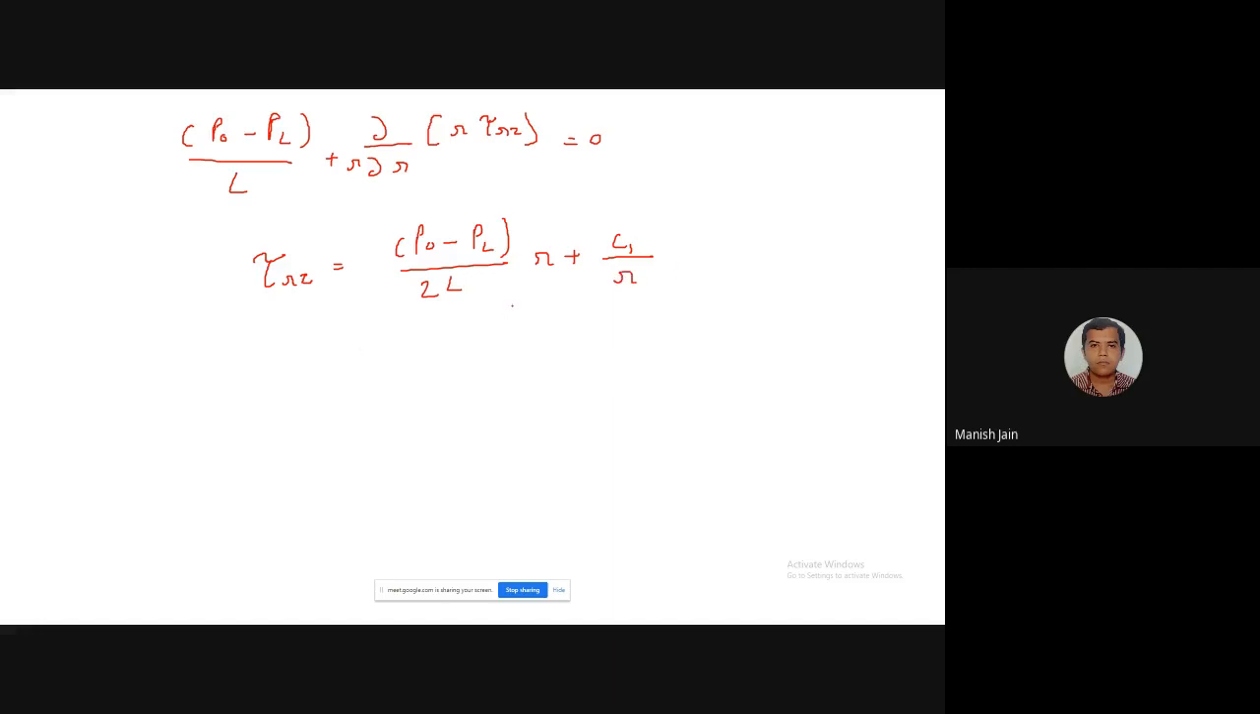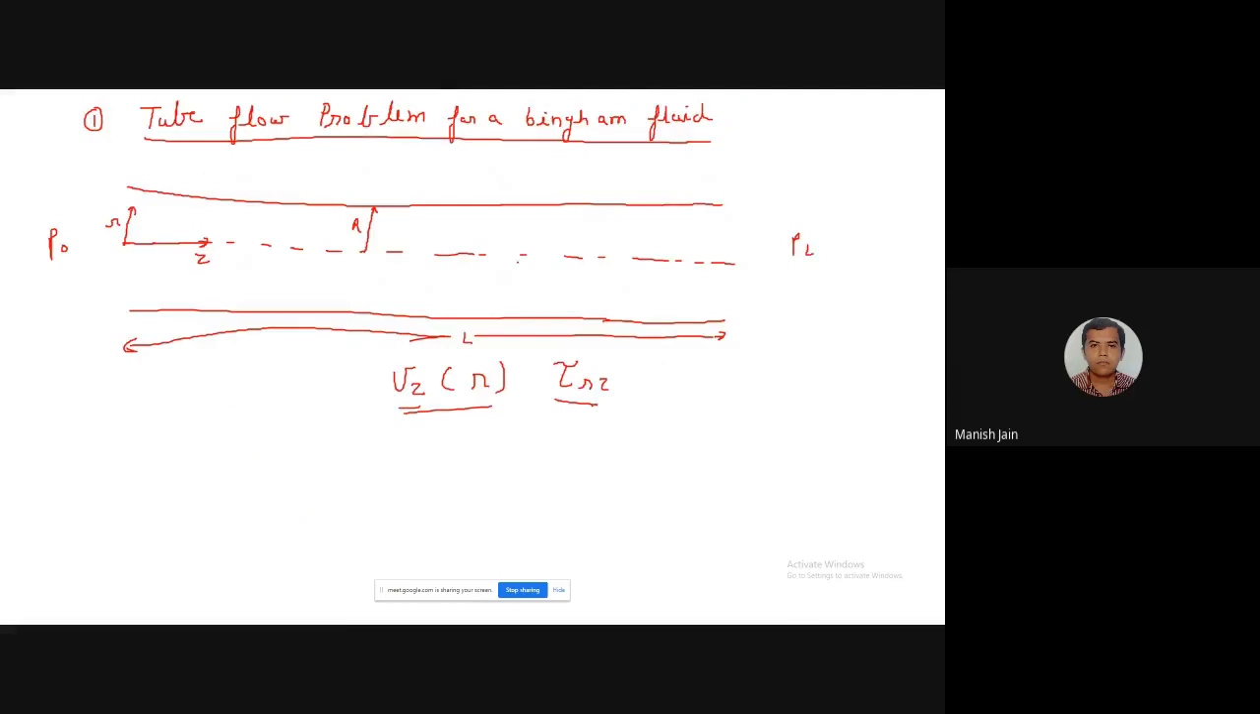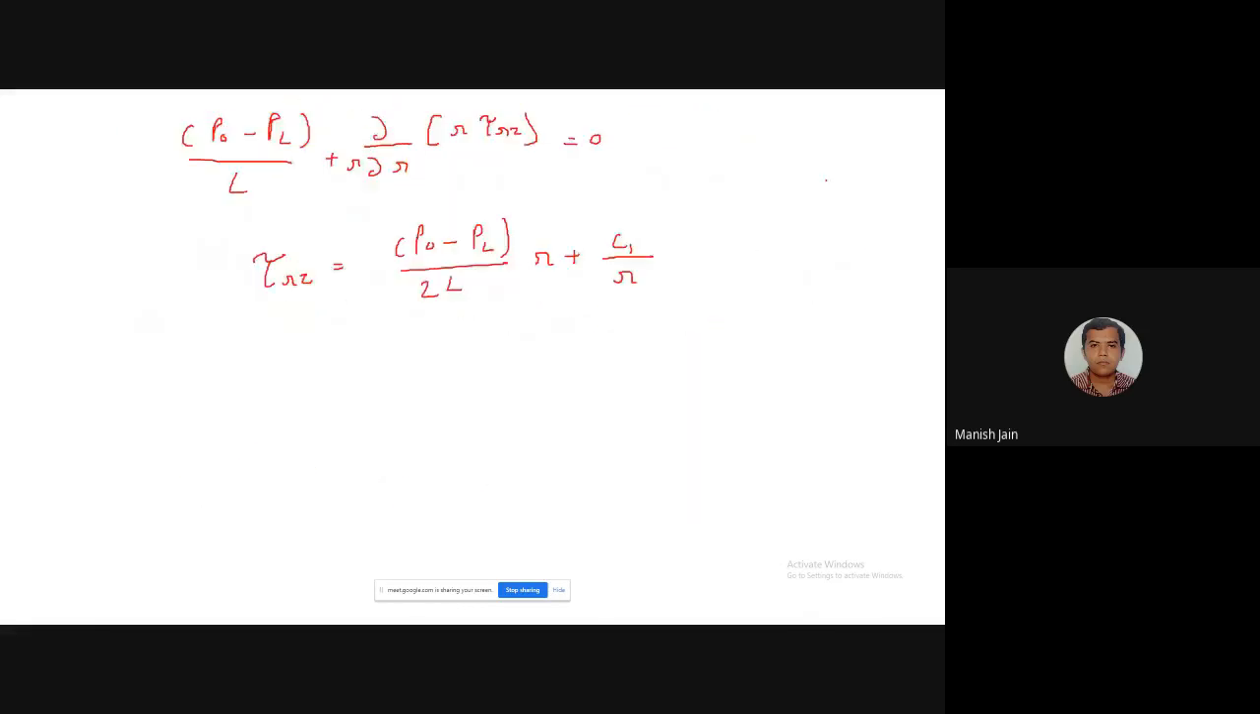From the first boundary condition, you can say the flow is symmetric across the system. So at the middle point, the shear stress value is 0. C1 is the integration constant. You had already done this in the previous classes. So C1 should be 0. I had already explained why C1 is 0, because the system is symmetric. So you will get tau rz equal to P naught minus PL by 2L multiplied by r. So this is equation number 1.